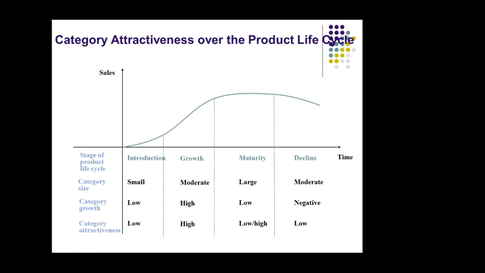Now, this is a very familiar PLC which you have gone through in your marketing and many other courses. So what is a PLC, product life cycle, and what it is basically trying to indicate is that every product goes through four stages: introduction, growth, maturity, and decline.